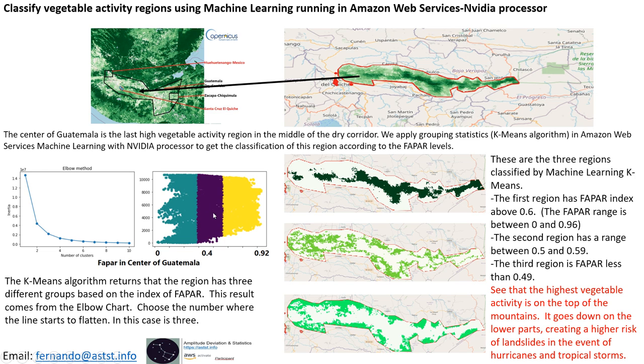It is this region on the chart, and we can see that the lower part of the mountains are the regions that are getting more endangered with a low vegetation activity, and the worst regions are on the lower part of all the mountains, going from 0 to 0.49.